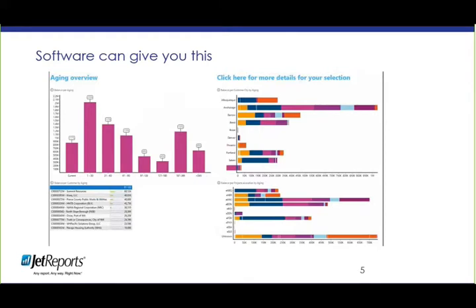So again, software can give you this part, right? This is the data visualization stuff. And there's lots of good data visualization tools and methodologies out there. At JET, we have about 3 of them. Right? So we're believers in data visualization. We also partner with some companies that do nothing but data visualization.